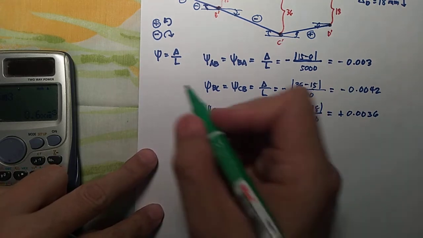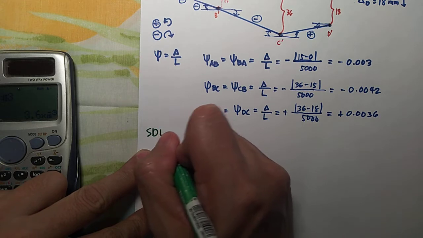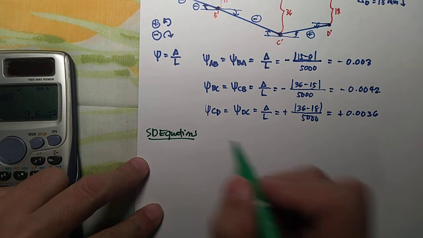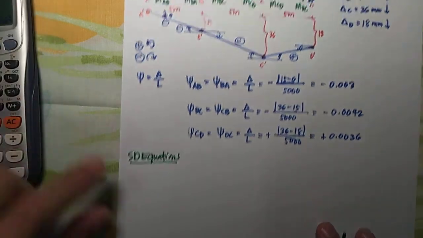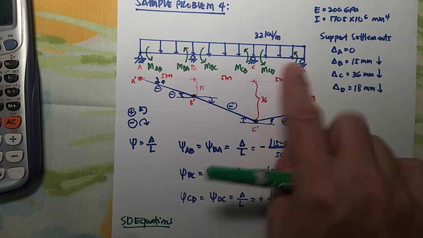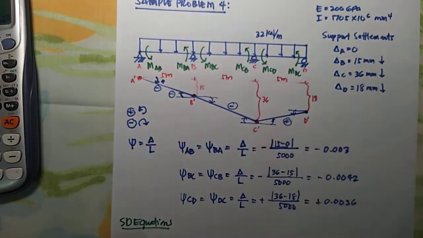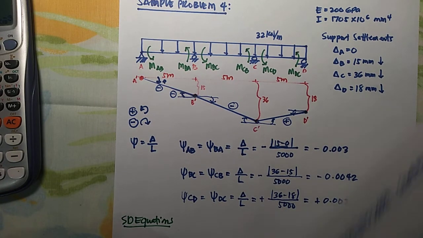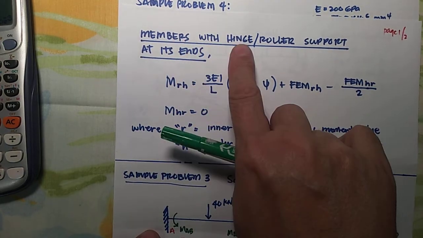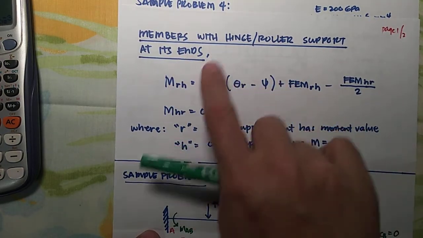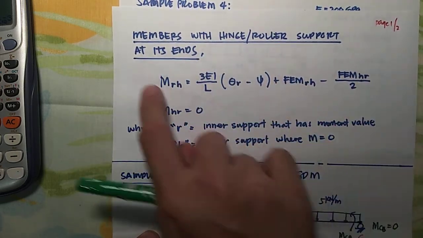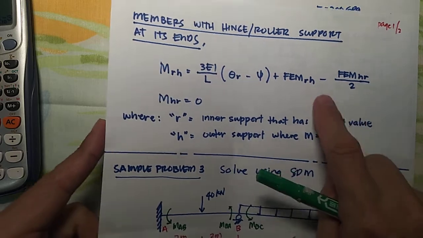Slope deflection equations. Okay, so ano mga slope deflection equation natin dito? Okay, diba hinge, dulo, roller, dulo ng beam. So from our sample problem number 3, if you could recall, ito yung sample number 3 natin. Diba kapag may hinge or rollers sa dulo ng beam, the slope deflection equation may be modified by this one. Okay? So, let us use this one.